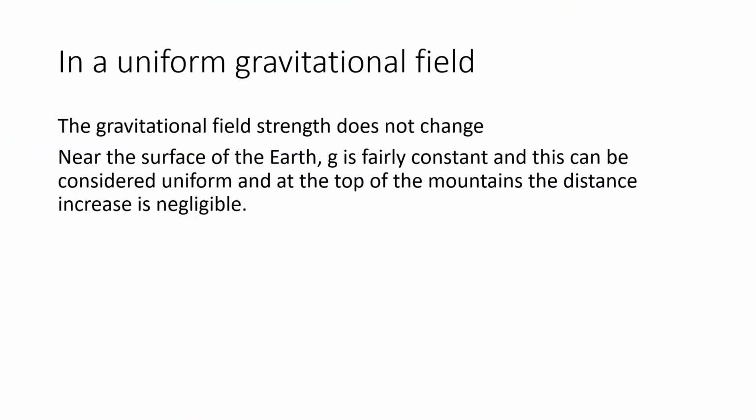And in a uniform gravitational field, the gravitational field strength does not change. Now the word uniform means that the field lines are equidistant and parallel. And this is near the surface of the Earth, where g is almost constant, and this can be considered approximately uniform, and at the top of the mountains the distance increase is negligible.